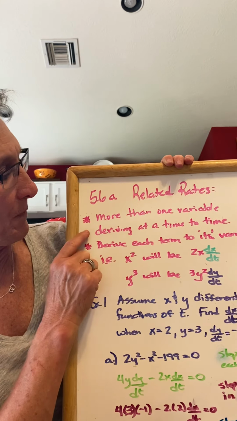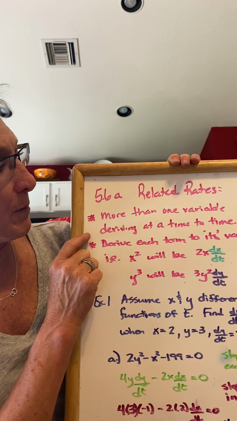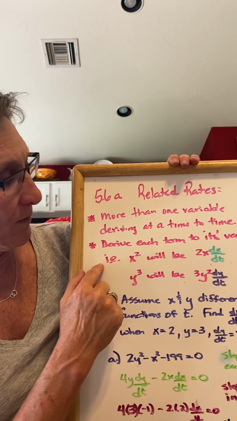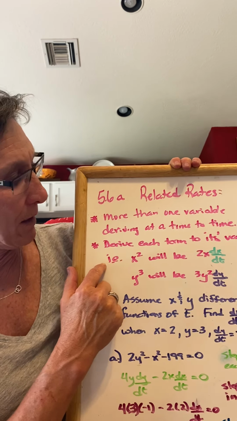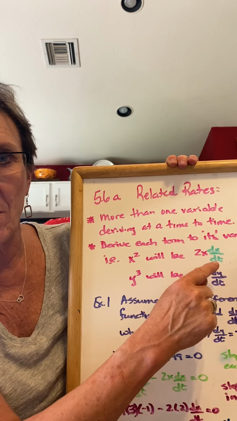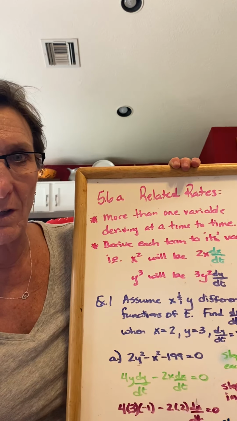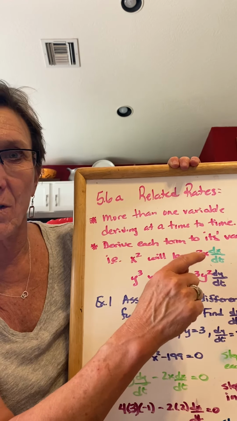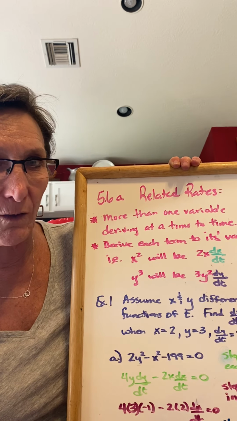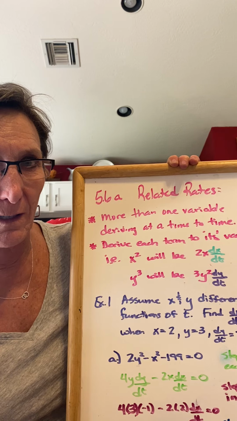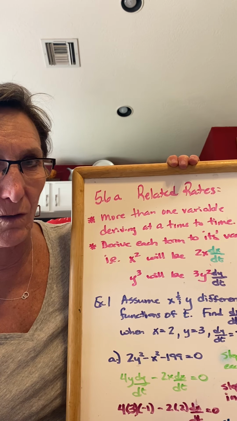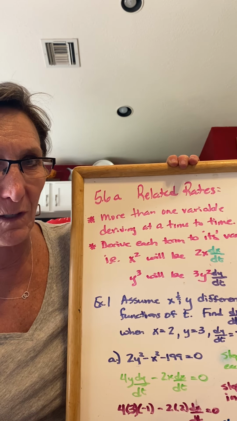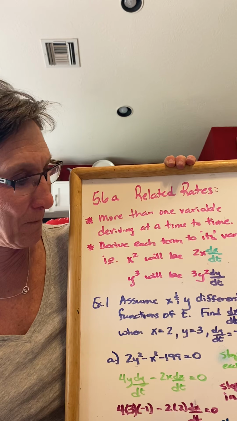All right, so you're going to derive a variable at a time with time. You derive each of them to its variable. For example, and I just went over this, x squared will be 2x dx dt. Notice it's over dt because it's always to time. y cubed will be 3y squared dy dt. It's whatever variable it is. That's really imperative that you understand that you derive it to the variable that it is over time. That's what it's related to, is time.